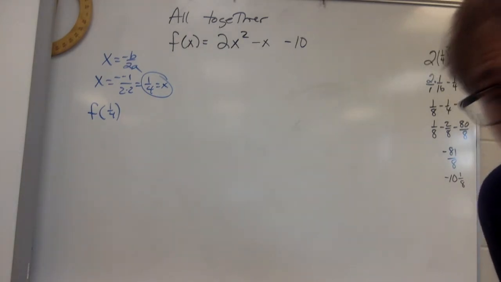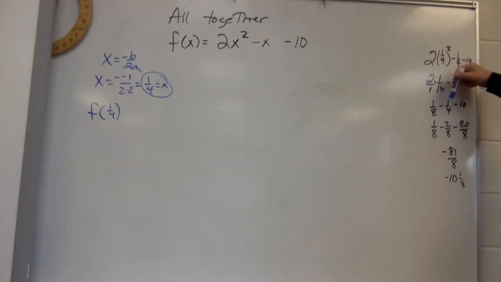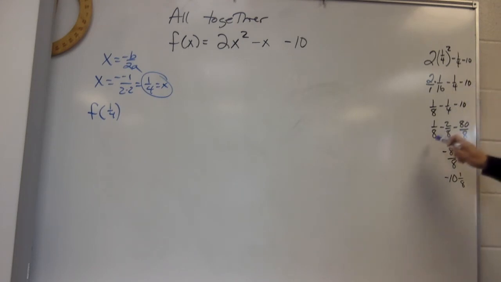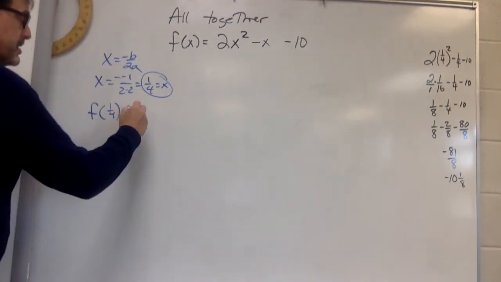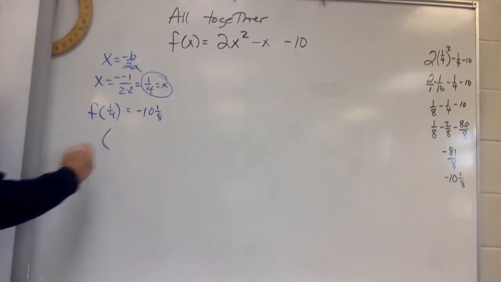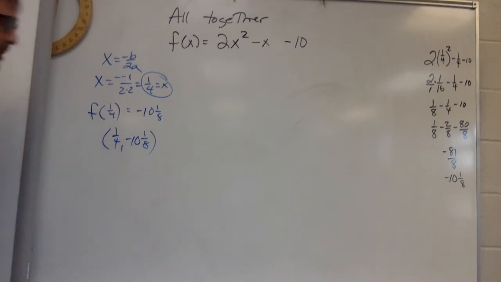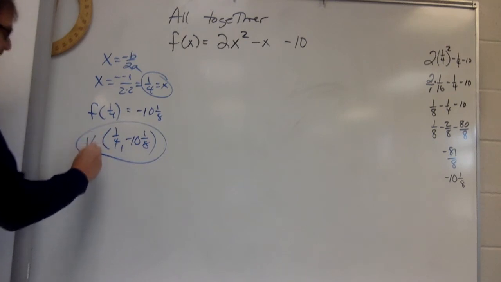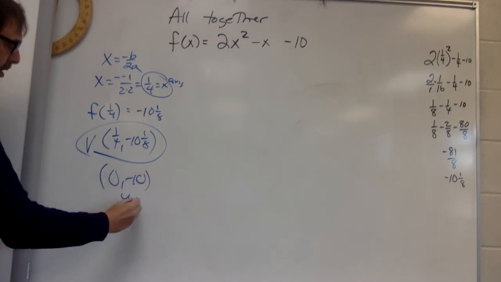Slow this video down if fractions are giving you trouble. I made common denominators. 1/4 became 2/8. -10 became -80 over 8. That's -1 minus 80, it's 81. Slow that down if you would like. It is -10 and 1/8. So our vertex is 1/4, comma, -10 and 1/8. What is the y-intercept? So that's the vertex, that's the axis, and 0, -10 is the y-intercept.